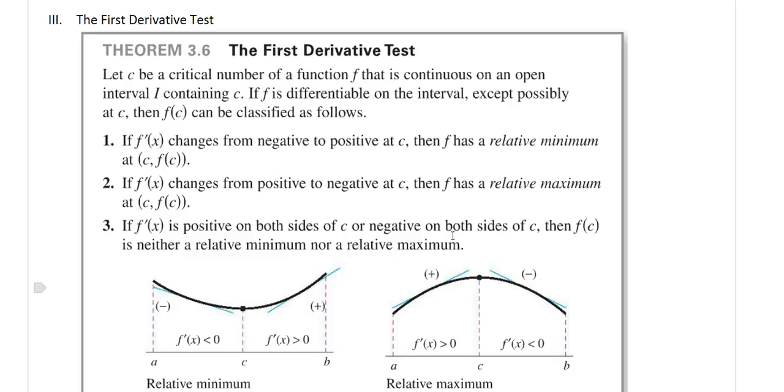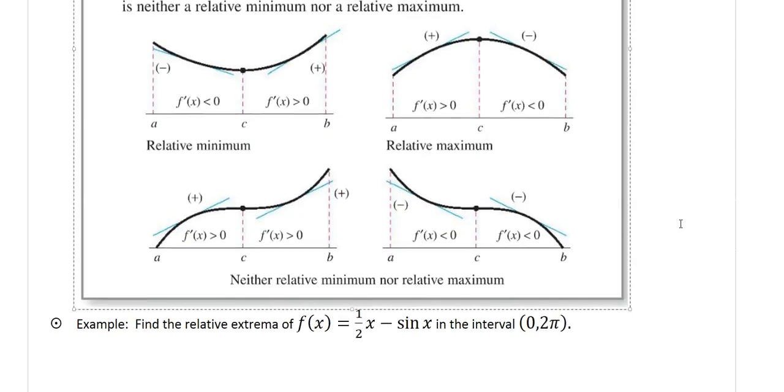So basically, if you let c be a critical number of a function that's continuous on an open interval, if f is differentiable on that interval except possibly at the point c, then f of c is a relative minimum if f prime of x changes from negative to positive at c. It's a relative maximum if it changes from positive to negative, and if it's positive on both sides or negative on both sides, then it's neither. So you can see these cases here.